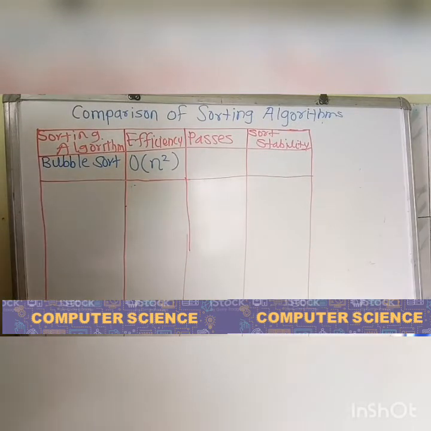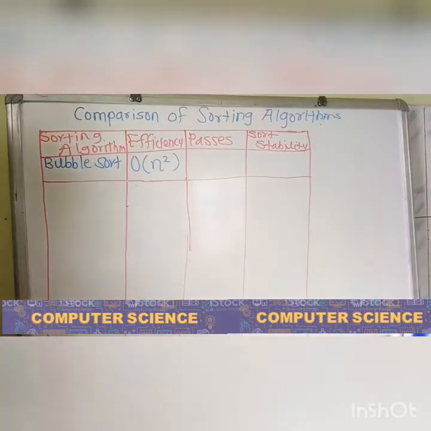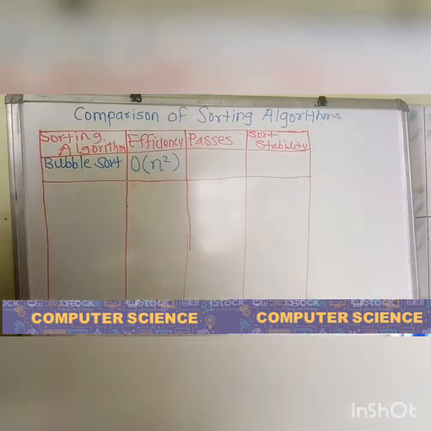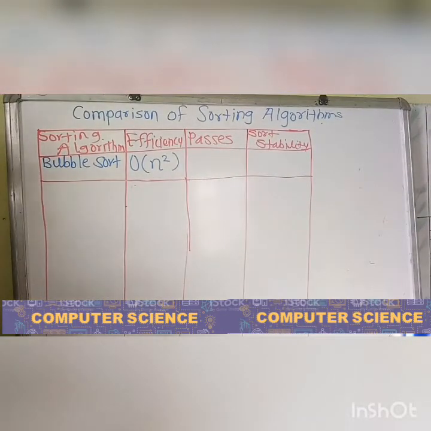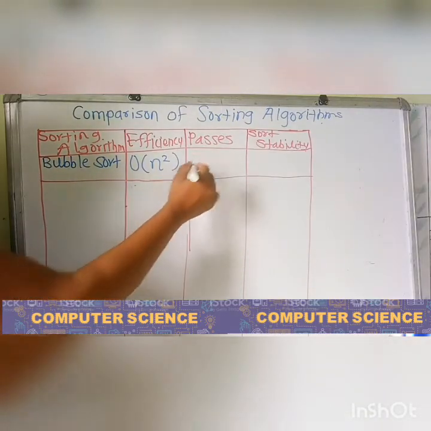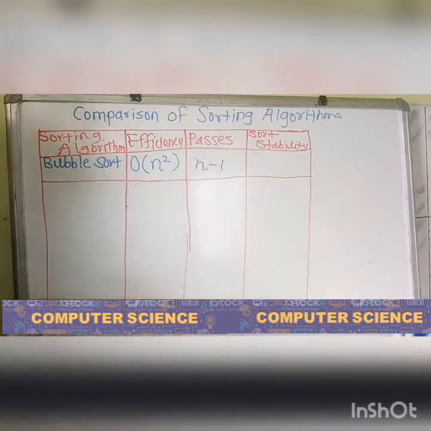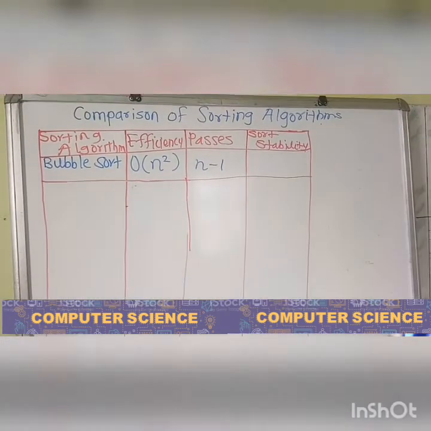Now, what is the number of passes it will require to execute the algorithm? It will execute itself n minus 1 number of times, meaning it will go only up to the element one less than the last. So it will require n minus 1 passes.